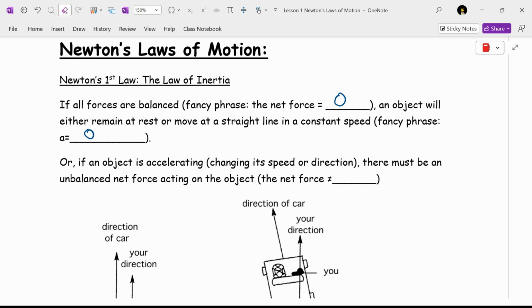It also works in reverse. If the object is accelerating, the forces cannot be balanced. There must be an unbalanced force. If an object is accelerating, the net force cannot be zero. Remember, accelerating can be speeding up, slowing down, or changing direction.